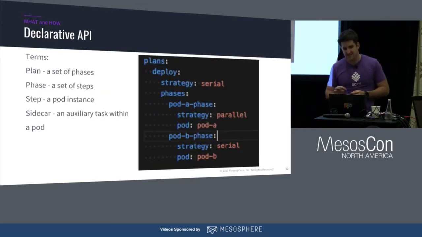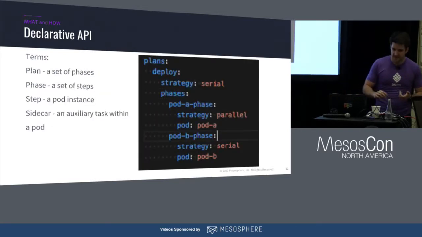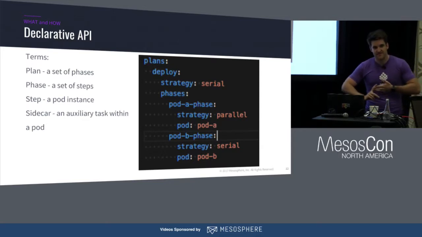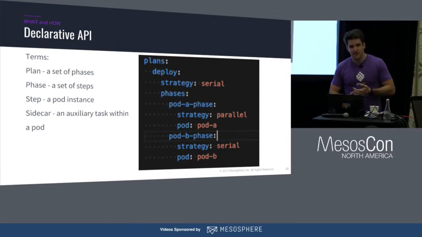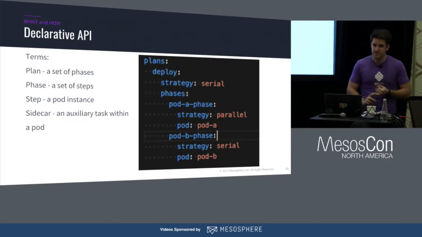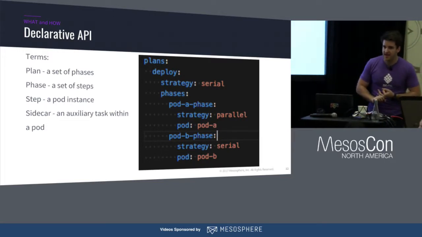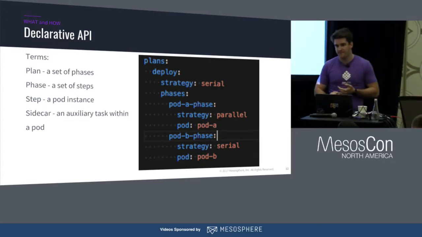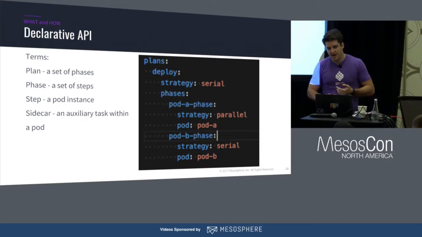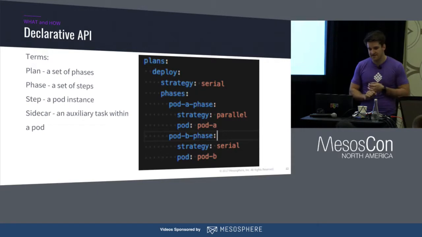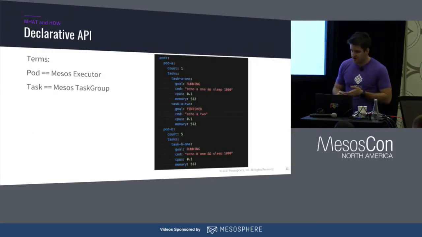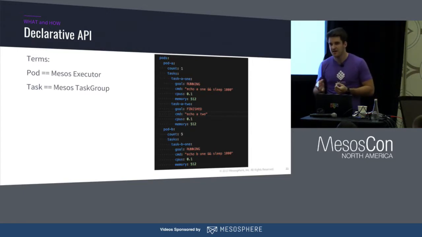So plans cover a number of things, right? They cover deployment. We also have a separate update plan. In the future, we'll have the ability to do relatively complex upgrade plans for things like database migrations, file format conversions, stuff like that. And additionally, you can define something called sidecar plans. Sidecars are essentially auxiliary tasks within a pod. If we look back here, task A2 has a goal state of finished, right?